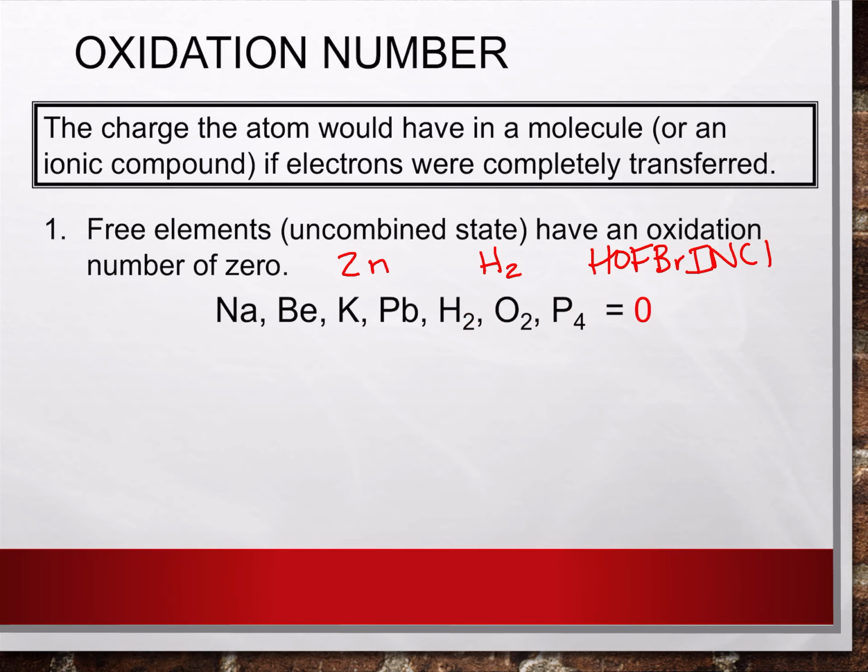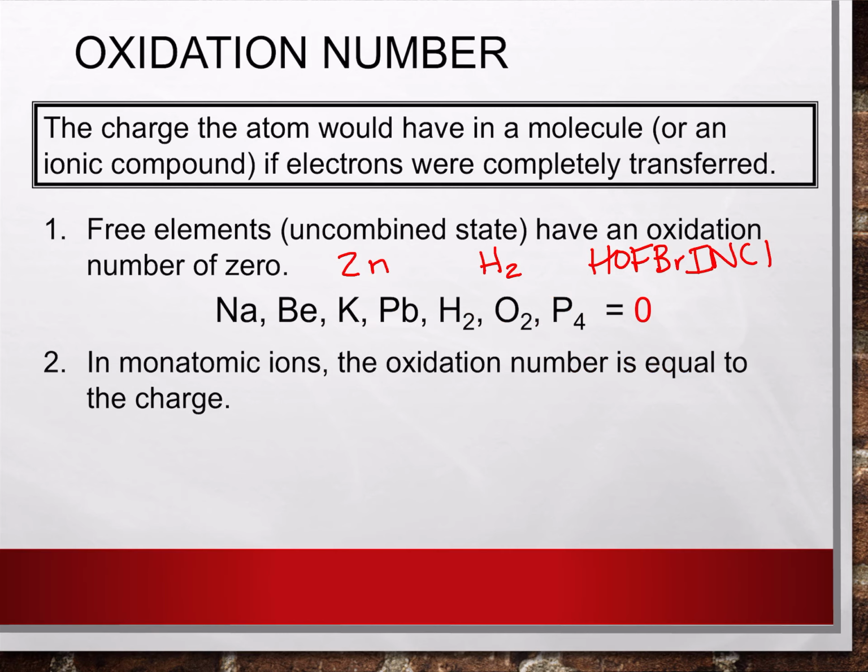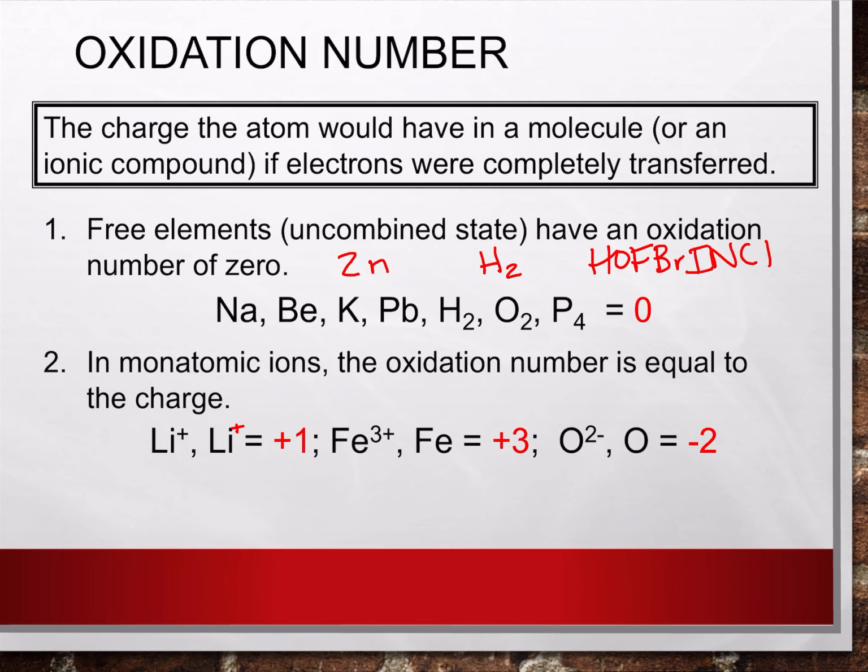So here's more. If we have a monatomic ion, a single element that is charged, then the oxidation number is equal to the charge. So if we have Li+, then Li+ is a +1. Fe3+ is a +3, and O2- is a -2. So if you have an ion sitting by itself, then the charge is equal to its oxidation state.